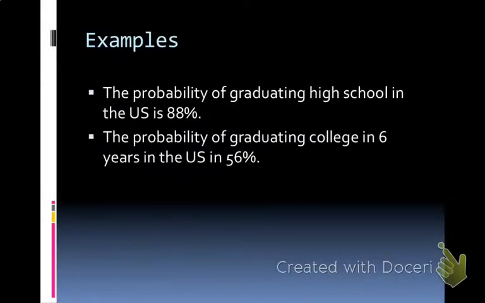The probability of graduating high school in the U.S. is 88%. The probability of graduating college in 6 years in the U.S. is 56%. This is one where we can just use our common sense a little bit. For the most part, people graduate high school or get a GED before they graduate college. So we would say, just by using common sense, that these two are dependent.